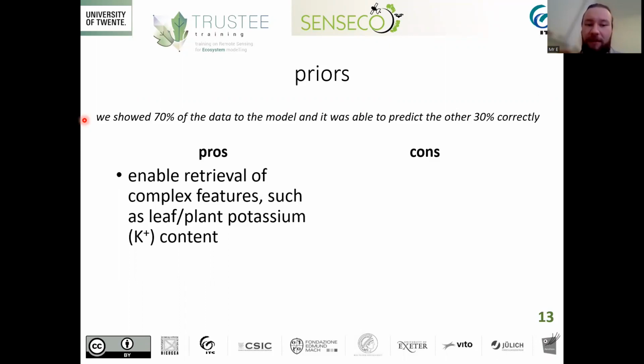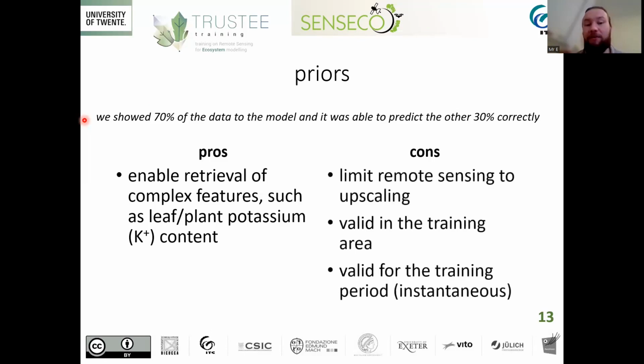For example, leaf potassium content. It's not yet in the radiative transfer model, and to my knowledge, in the reflectance of the leaf, we will not be able to see the signal. But if there is something that we're not able to see, but machine learning can help us with, then we can use this kind of prior, when we show part of the data and we use the rest.